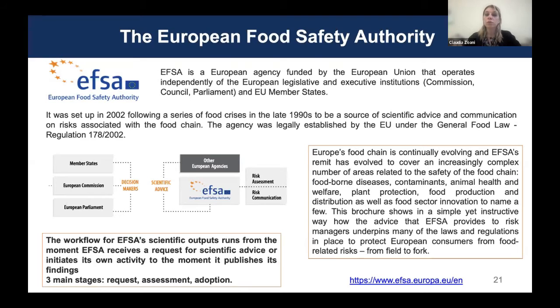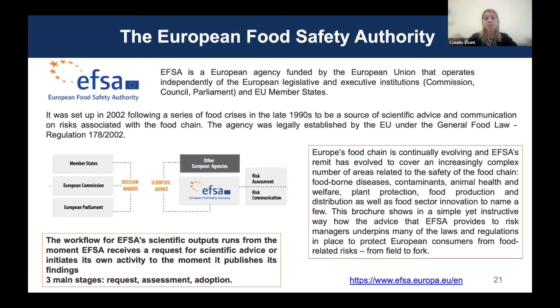It was set up in 2002 after some food crisis, and its role is to provide scientific advice and communication on risks associated to the food chain. It works providing scientific outputs that arrive from the time when EFSA receives a request for a scientific advice or initiates its own activity, up to when it publishes its findings. And it is composed by three main stages that are the request, the assessment, and the adoption.